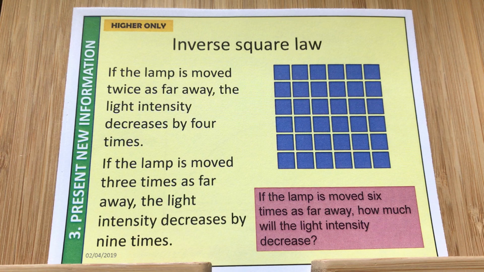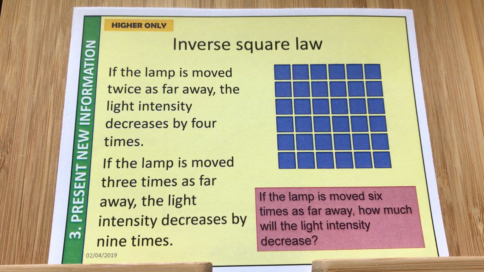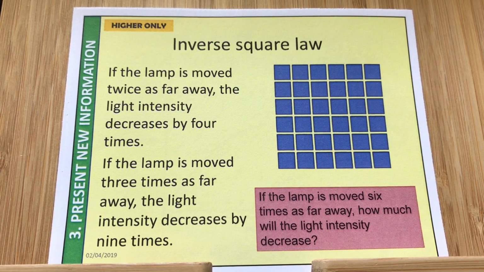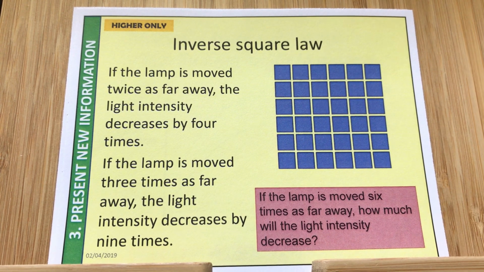Okay, this is about working out how far away the lamp affects the intensity of the light. Now, I've put the grid on there to help us with our squaring of numbers, okay? If a lamp is moved twice as far away, the light intensity decreases by 4 times. Now, twice as far, so I square 2, which gives me 4. So if I move it twice as far away, it's 4 times less bright. Okay, if the lamp is moved 3 times as far away, 3 3s, 9. Okay, the light intensity decreases by 9 times.